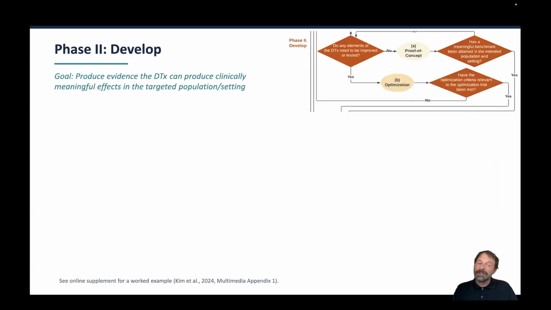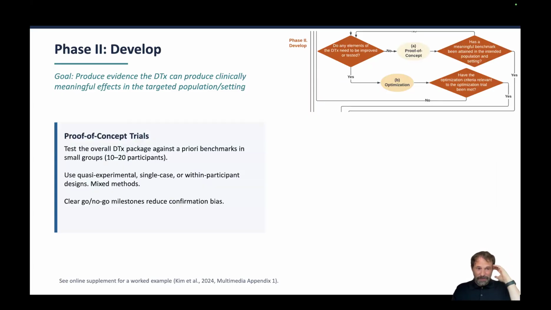So if you go to that, then you can start getting to phase two, right? The goal here is to produce the evidence that the DTx is actually working. Its elements are working individually and as a package to produce effects that are hitting your clinically meaningful benchmark, right? And so one half is a proof of concept trial. And the whole idea here is you want to be able to learn quickly. You want to be able to learn as fast as possible with as small samples as possible.